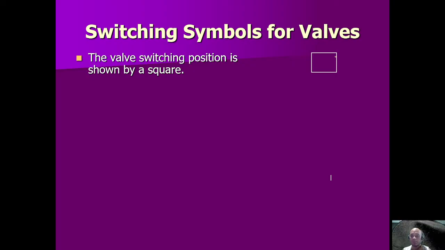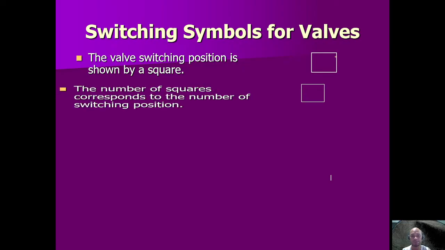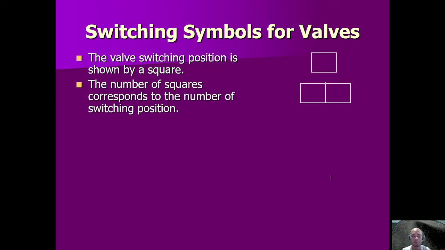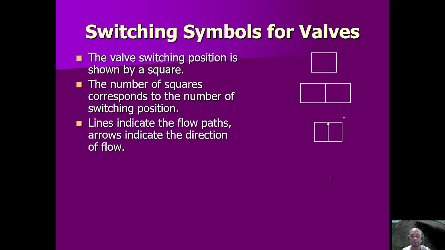One box, or one square, means that it has one position. In this one, there are two squares, so there are two positions. So the number of switching positions is two. On this square, there is one inlet and one outlet, so there are two ports. The flow is open, so the flow enters from the bottom to the top. So there is flow. The arrow indicates the direction of flow.